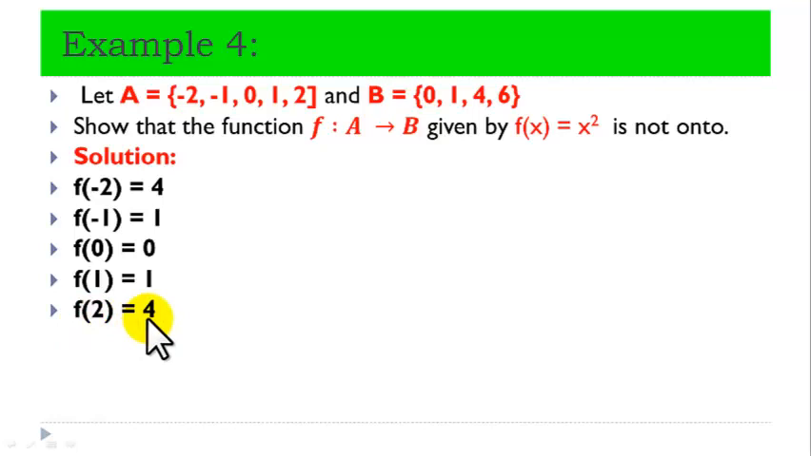Therefore, the range of f is the set of all these images. That is equal to the set of elements 0, 1, and 4. Clearly, this set is not equal to the codomain B. Look at the element in the codomain 0, 1, 4, and 6. So the range is a subset of the codomain. Hence, the function f is not an onto function.